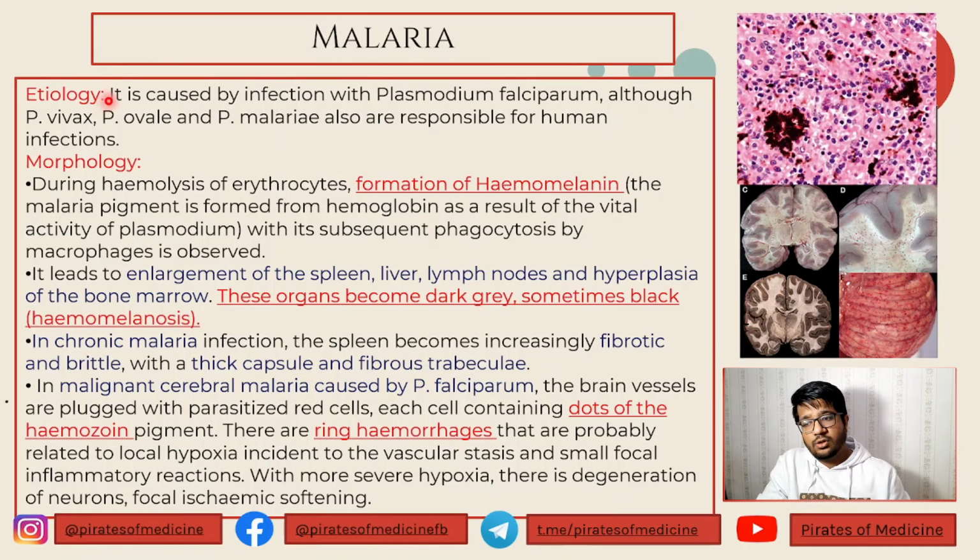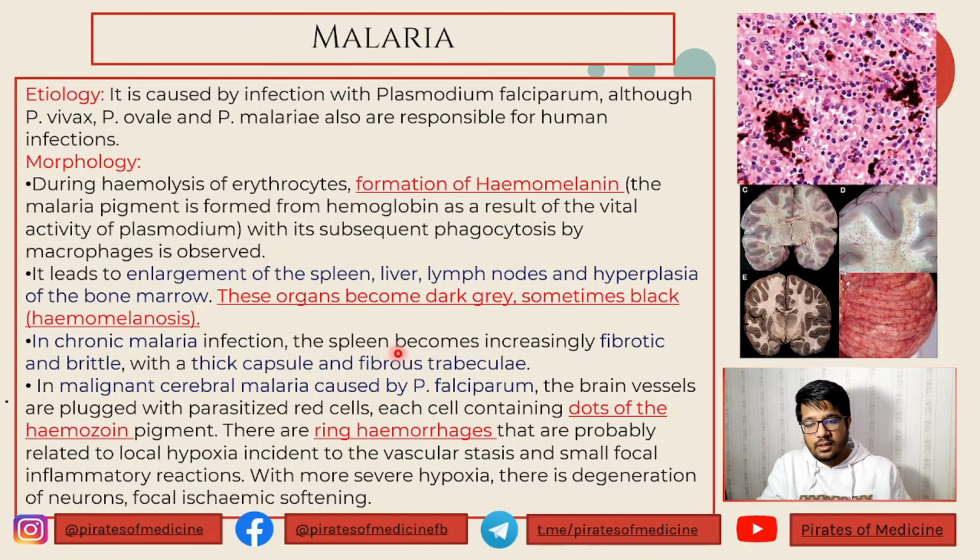In malaria, because of erythrocyte hemolysis, you have a classical formation of hemomelanin. This hemomelanin is a pigment formed from hemoglobin due to Plasmodium. This gets accumulated in various parts of the organ, causing black, dark gray pigmentation of these organs. For example, in the liver, in the spleen, and in the lymph nodes and in the bone marrow, they become dark gray and black because of accumulation of this hemomelanin.